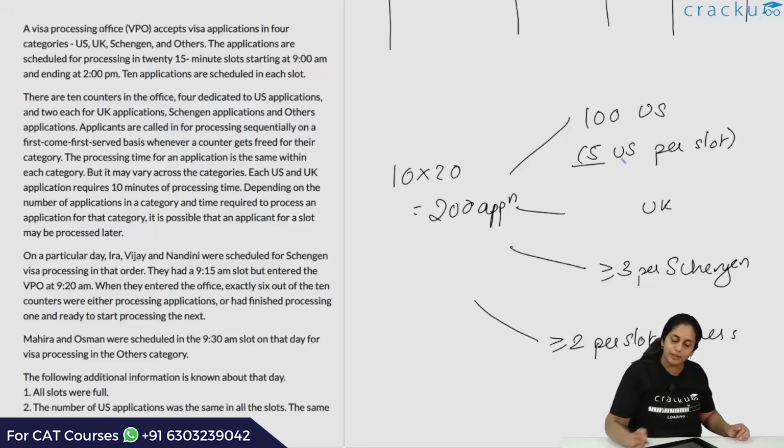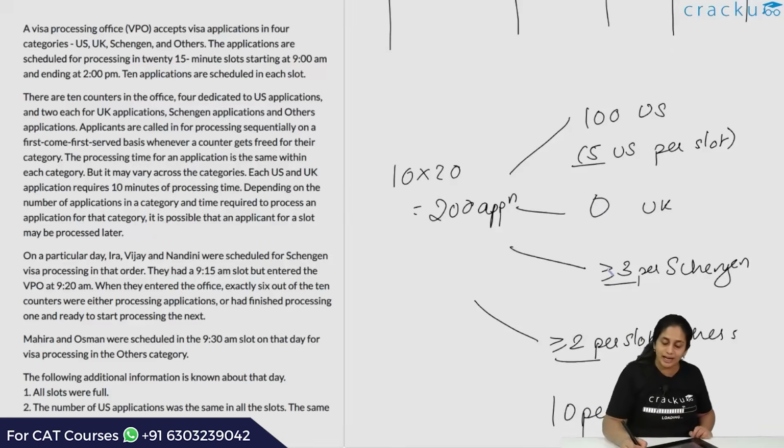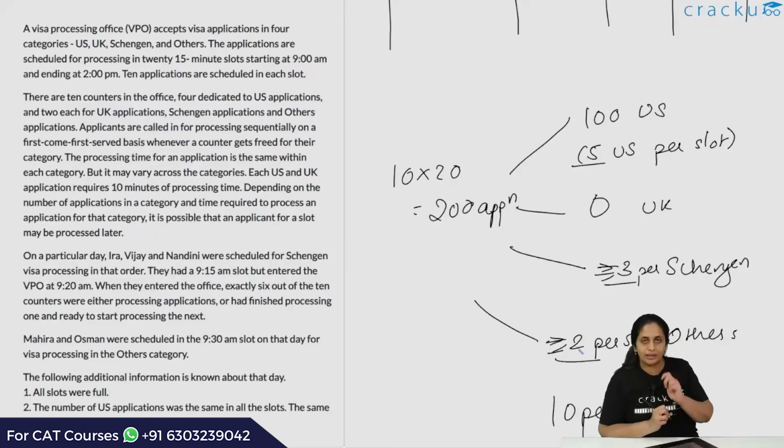See, 5 per slot is over here. At least 3 per slot is over here and at least 2 per slot is over here. But the overall number of applications per slot is how much? It is 10 per slot. And 5 plus 3 plus 2 is actually equal to 10, which means that there are 0 UK applications. There are 0 UK applications. There are exactly 3 Schengen applications and exactly 2 others applications, because 2 were called at the same time, Mahira and Osman. So those 2 are the only 2 who are called for that particular slot.